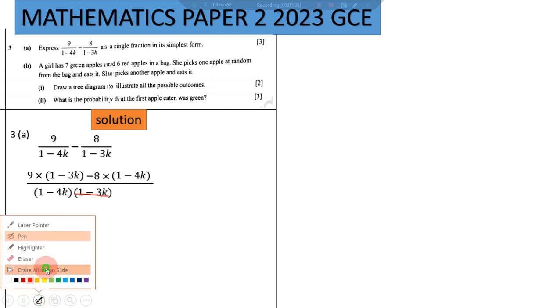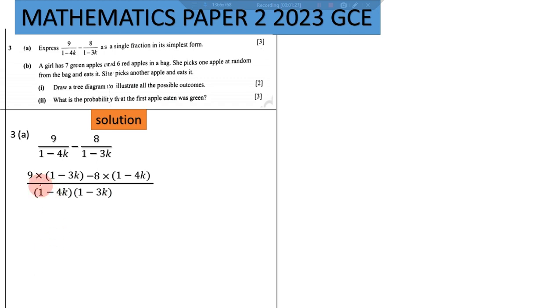Next we multiply. Let us expand. What is 9 times 1? We're going to have 9. What is 9 times negative 3k? We're going to have negative 27k, which is correct. Negative 8 times 1, we're going to have negative 8. Then negative 8 times negative 4k, we're going to have positive 32k.